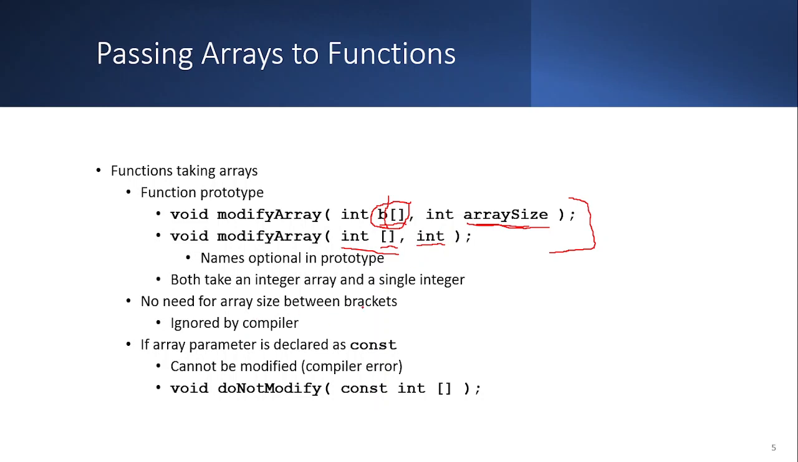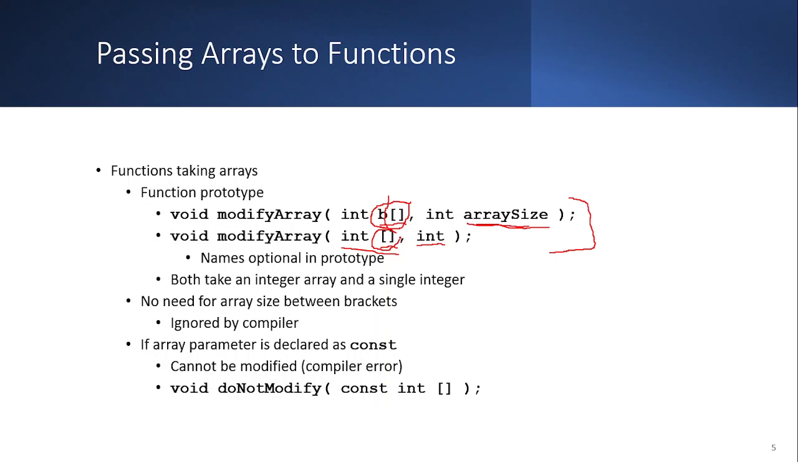No need for array size between brackets. You don't need to, if you're passing a one dimensional array. This is a one dimensional array or a single subscripted array. It has just one dimension. It is either a row or a column. You can interpret it as a row or a column of values. It is not a table of values which has rows and columns. We'll talk about that later. So if you are working with one dimensional arrays, then you don't need to specify the size in the prototype.